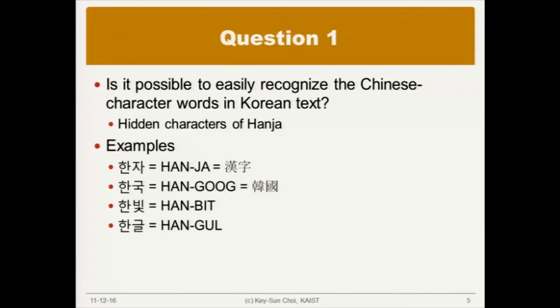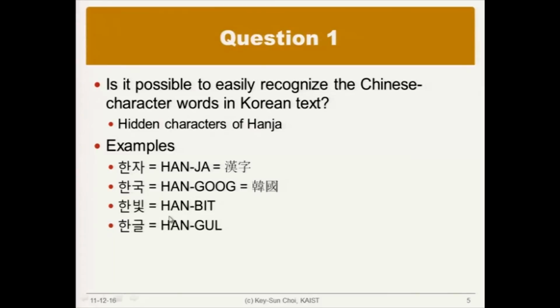So in this context of Chinese characters in language processing and in our symposium, the first question was, in Korean text, we cannot see easily the Chinese character, but I think every Korean user can easily recognize the Chinese character in the Korean text. So I put my title as hidden characters in Korean text. So for example, here it is, we pronounce the Hanja, it is Hanzi or Kanji, and it is Hanguk, it is Hanguk, Kanguk or Hangua.